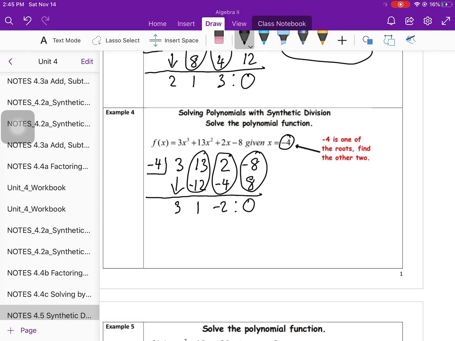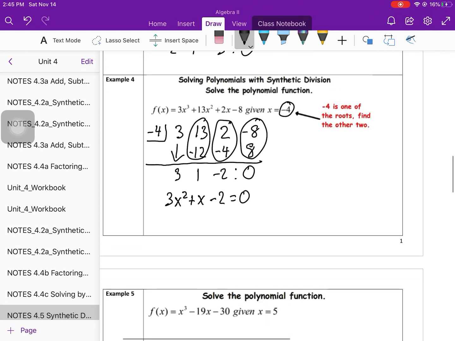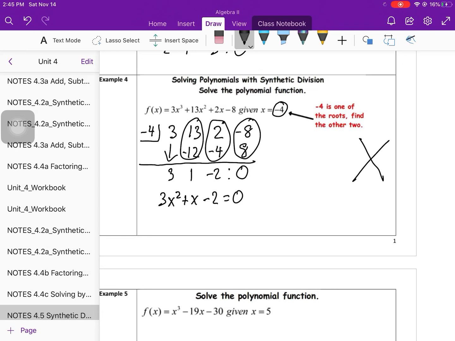And then the new polynomial that we get out of this is 3x squared plus x minus 2. Now that would actually equal 0 because we're trying to find the solutions. So now we reduced it from a cubic equation down to a quadratic. So we can figure out what the other solutions are. And at this point, there's a couple different ways we could do it. One is to use the quadratic formula, which is the tried and true method. We could also use the other method, which is the cross or the box method.